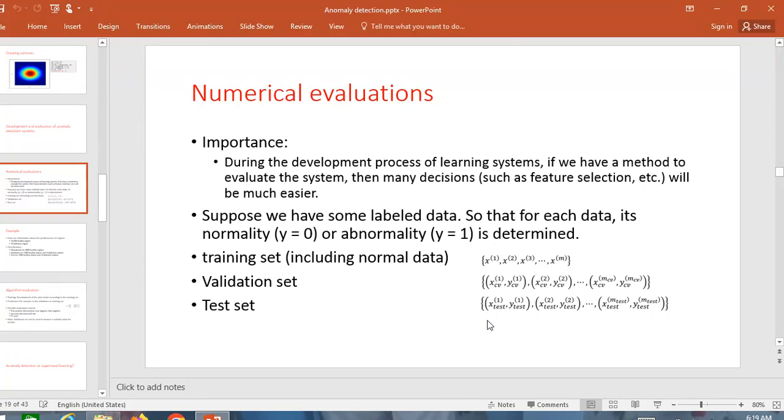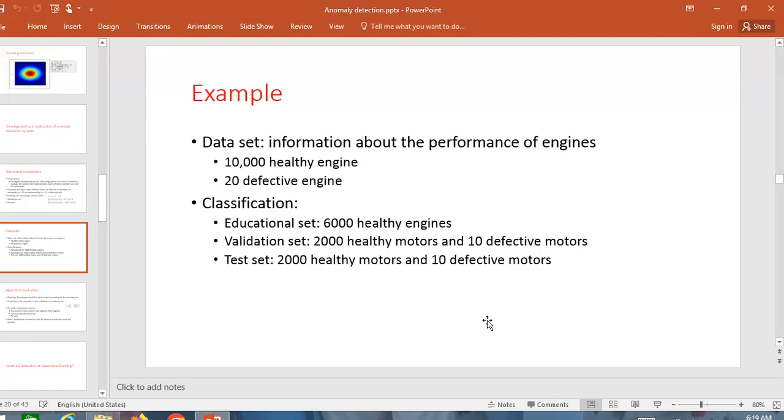We have to divide this data again into 3 categories. For example, we choose 6,000 healthy engines from normal data as training data. We set aside half of the remaining 4,000 healthy engines for validation and half for testing. In this example, we have 2010 data and only 20 engines are faulty. Such examples are called one-class classification problems.